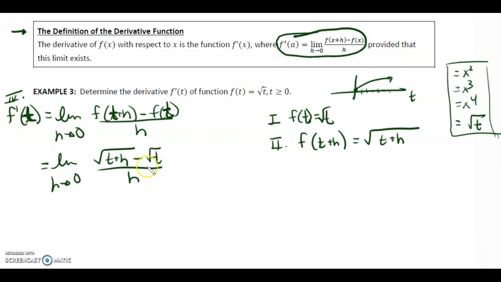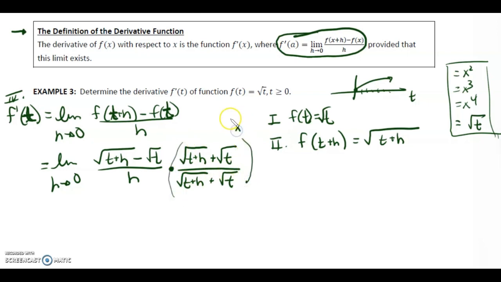So as soon as we see roots or radicals and we want them off, we multiply by the conjugate. So we're going to have root t plus h plus root t, all over root t plus h plus root t. As a reminder, this term right here is just like multiplying by 1. We're not actually changing our number, we're just making it look different.